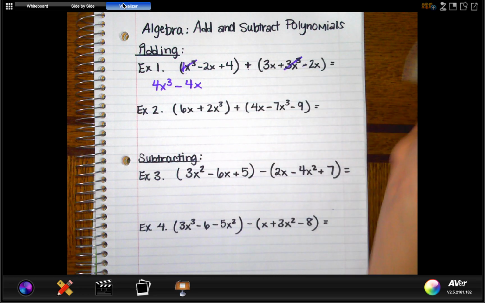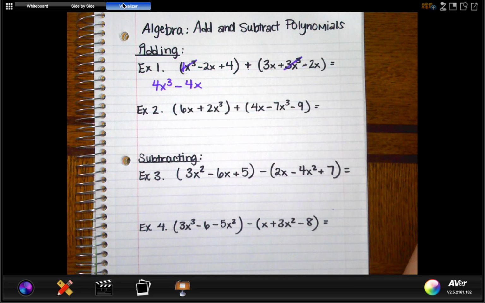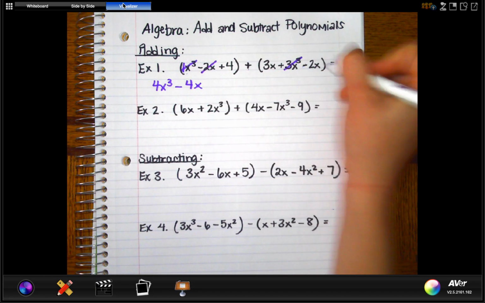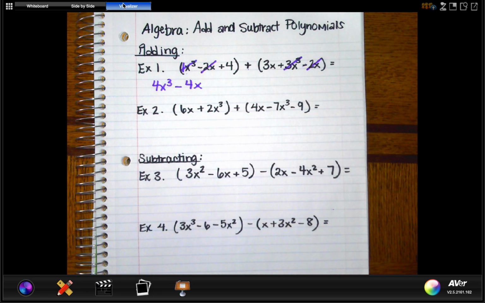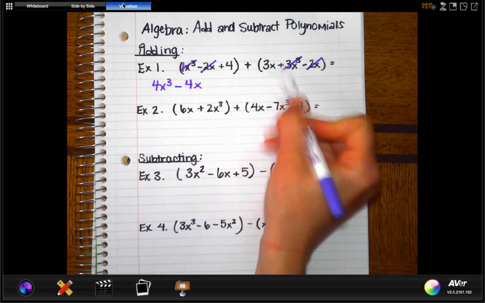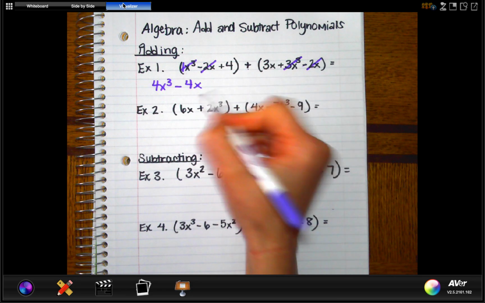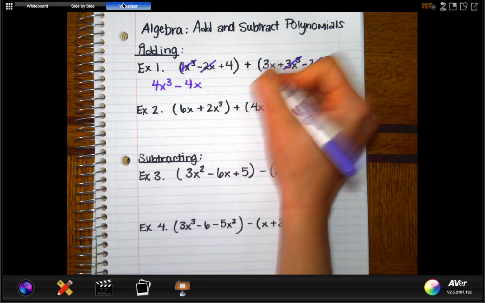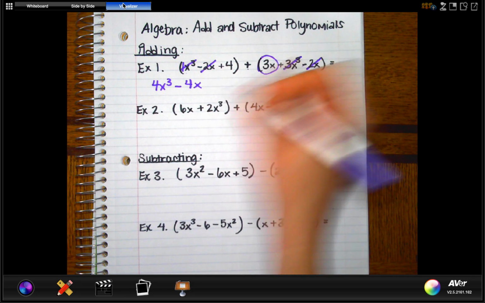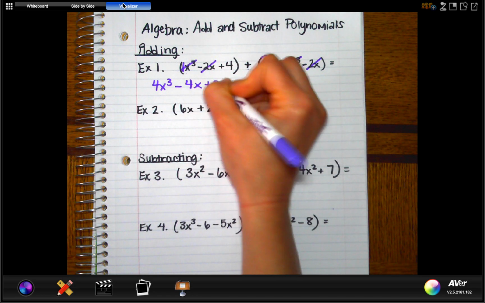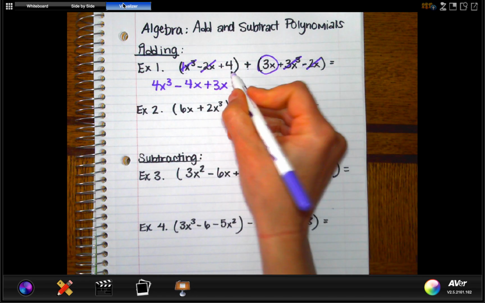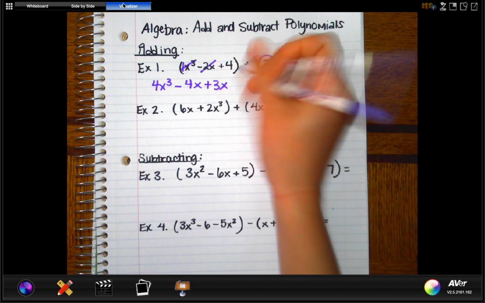Oh, excuse me, I missed something, but we'll go back to it. Some of you probably already see it. I missed the 3x, so what I should have put in there is that one with those other 3. So this 3x right here should have gone in there. For now, I'm going to put it here and then I'll simplify it. And then the 4 has no match, so that one goes on.